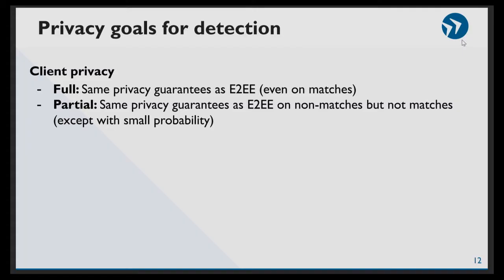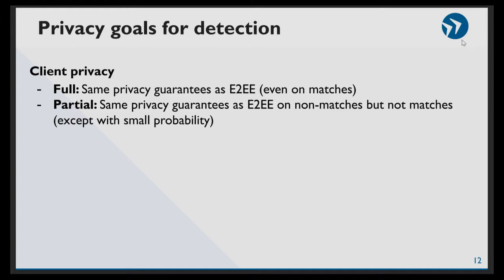Okay, so in addition to having whatever goals we want to have for the content moderation, where we want it to have a low false positive rate and a low false negative rate and all this stuff, we also have privacy goals when we're trying to do this detection under end-to-end encryption. And the biggest thing there is client privacy, meaning we were in an end-to-end encrypted system. The gold standard goal that you would want to go for is the same privacy guarantees that you already had in end-to-end encryption.